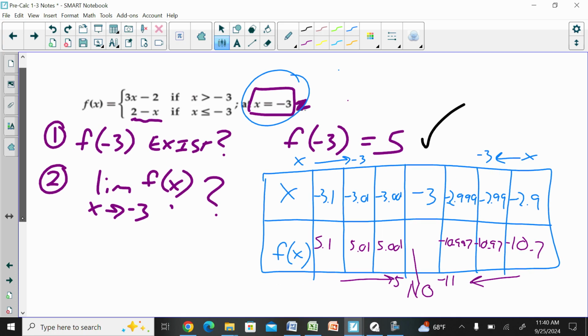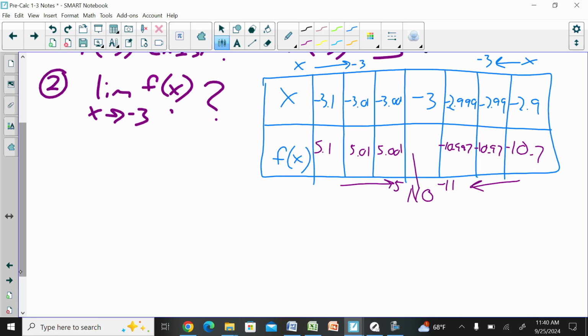And then basically, what type of function would this be? If we graph this, you'd have a point at negative 3, and it would jump from 5 down to negative 11 in your graph. So this would be one of those jumping points where we have jump discontinuity. Because we're not approaching infinity, and it's not approaching the same value, we know it jumps here, so we have a jump discontinuity.